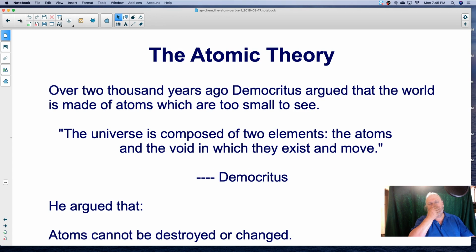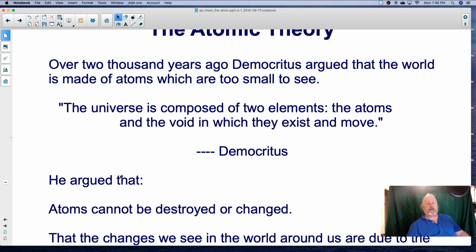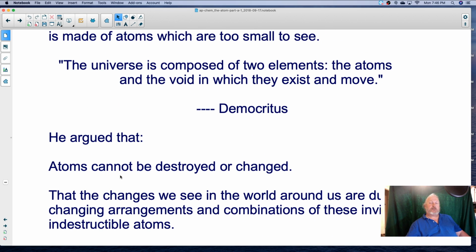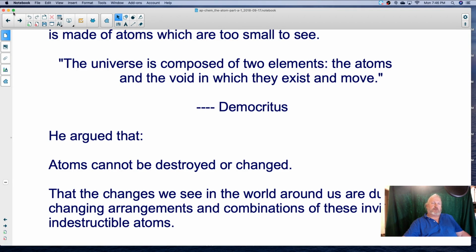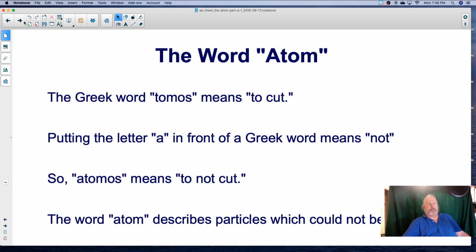Atoms in the void. This is more or less the history of the atomic theory. So 2,000 years ago, Democritus argued that the world is made of atoms, which are too small to see. So this is what he said. The universe is composed of two elements, the atoms and the void in which they exist and move. He argued that atoms cannot be destroyed or changed, and the changes we see in the world around us are due to the changing arrangements and combinations of these invisible, indestructible atoms. Pretty huge for all that, because he had no measurement tools.